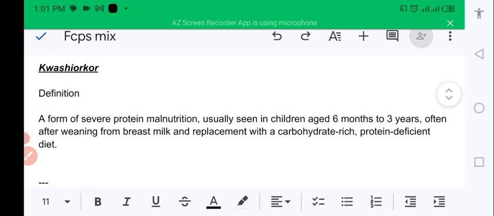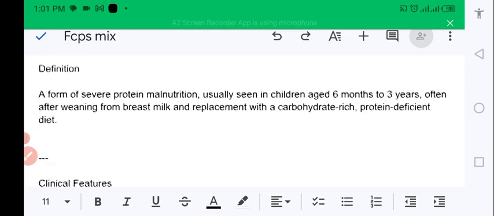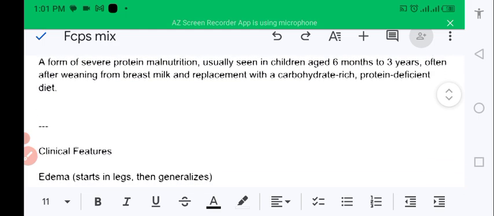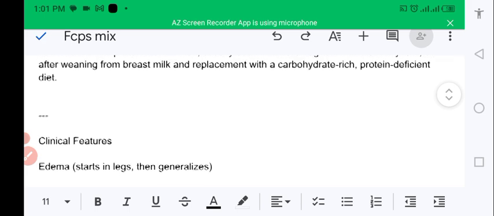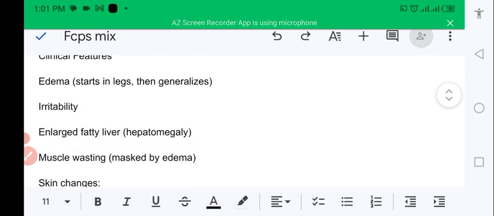Now, next important point is Kwashiorkor disease. It is malnutrition in newborn babies or in infants. There will be severe protein malnutrition in Kwashiorkor disease. It usually occurs in children after 6 months, up to 3 years, after weaning from breast milk, and babies having a deficiency of carbohydrate and protein rich diet and breastfeeding deficiency can also lead to Kwashiorkor disease. In Kwashiorkor disease, there will be edema on the foot.